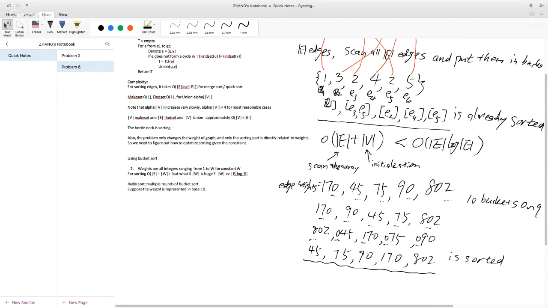Let's count the number of bucket sorts. Why are there 3 bucket sorts? Because 3 is the number of digits in the largest number.